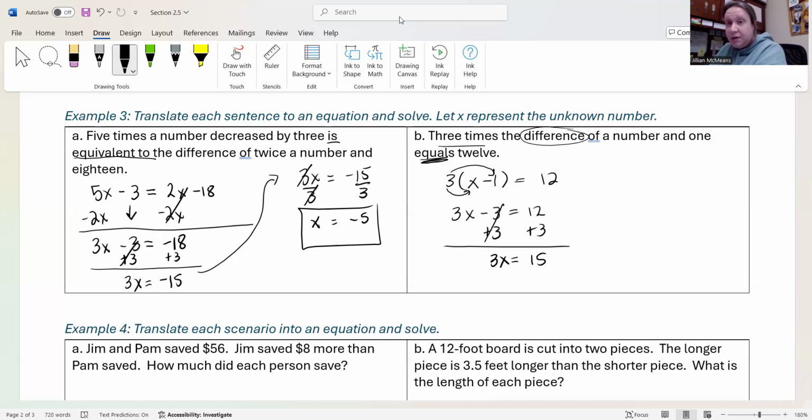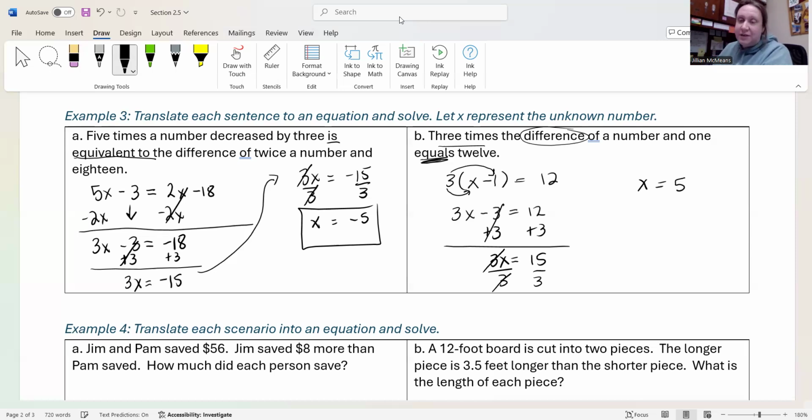I now need to apply the multiplication property of equality. I need to undo the multiplication of 3 and x. So I would divide both sides by 3. On the left, 3 divided by 3 is 1. 1 times x is x. And then on the right, 15 divided by 3 is 5.